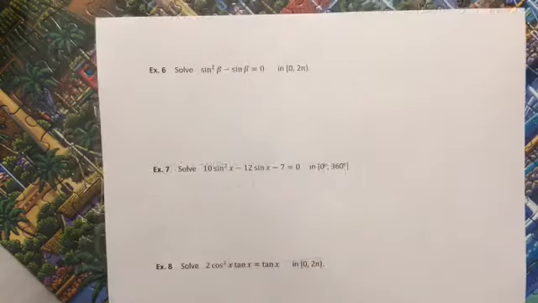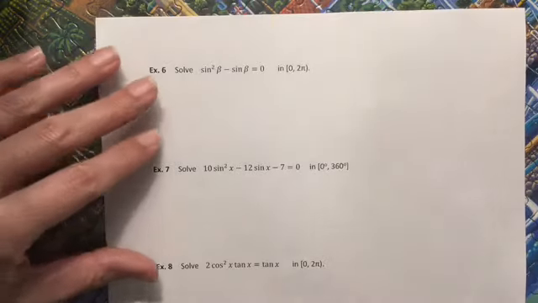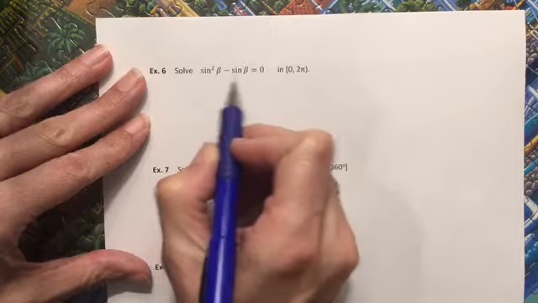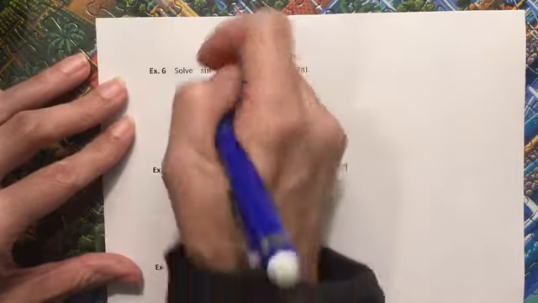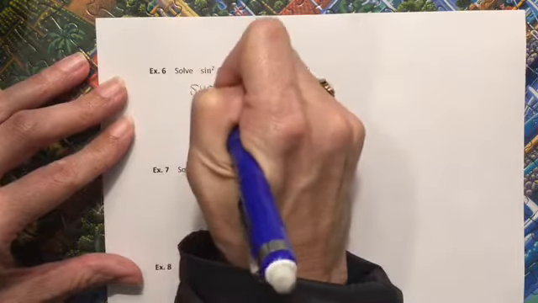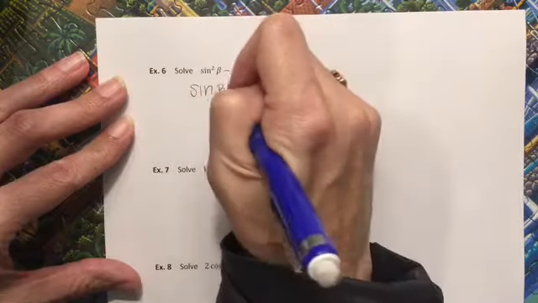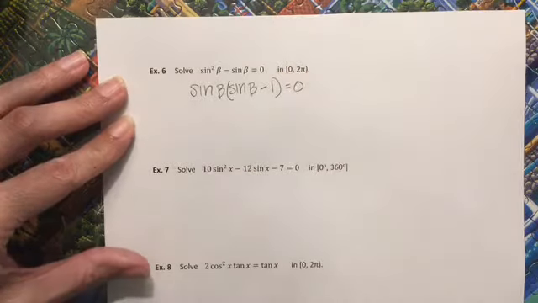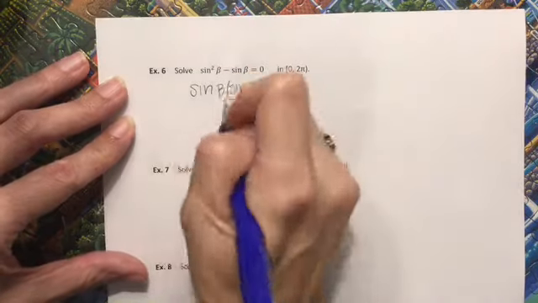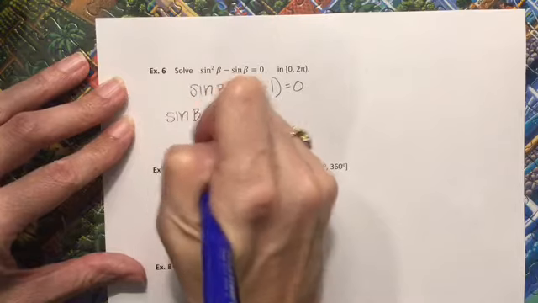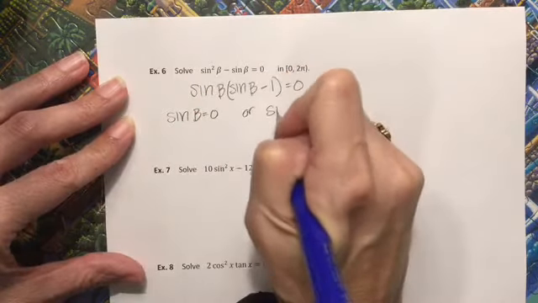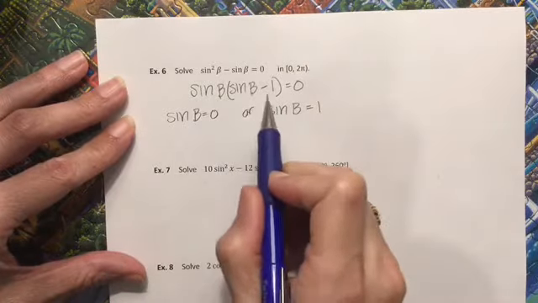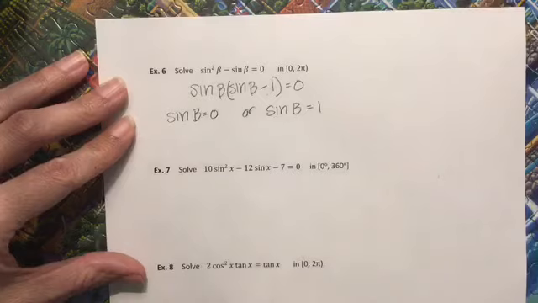Okay, example 6 is a lot like example 5, and a little nicer though, because it's not necessarily a trinomial, it's just that we can factor out a common factor. We can pull out a sine beta, leaving you with a sine beta minus 1 equals 0. So now again we have either sine of beta equals 0 or sine of beta equals 1, right? Because I add 1 to both sides. And now we're going to have 2 possible answers.